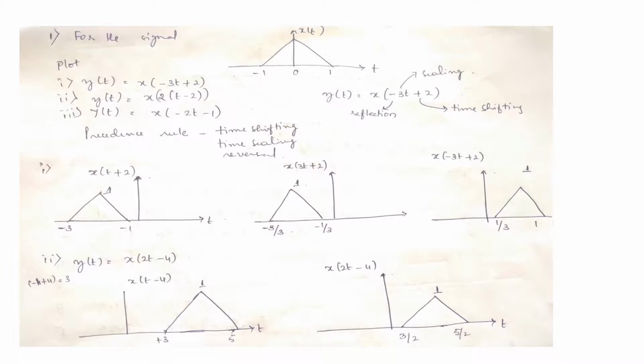Next is y of t is equal to x of 2t minus 4. First I have to find out x of t minus 4. That means I have to shift the given signal x of t by 4 units in the right direction. Hence the signal is present at 3 and 5, and I have to do the time scaling by 2 units. The signal is present at 3 by 2 and 5 by 2.